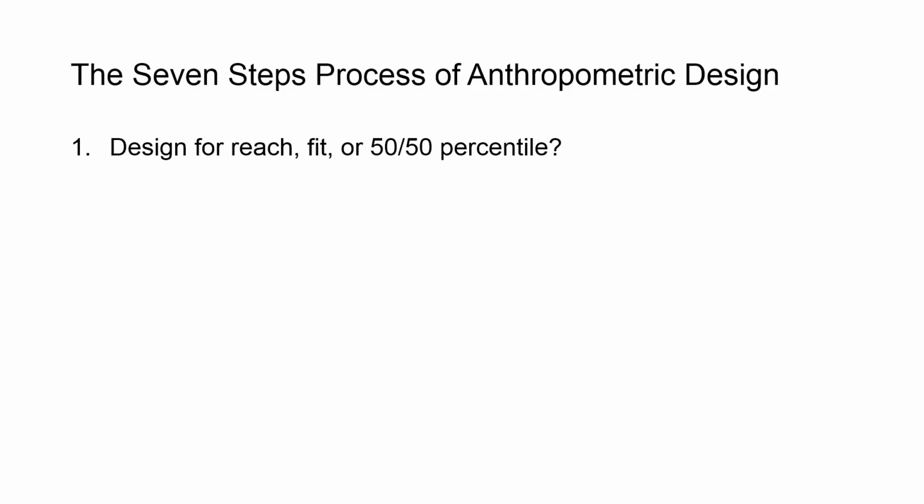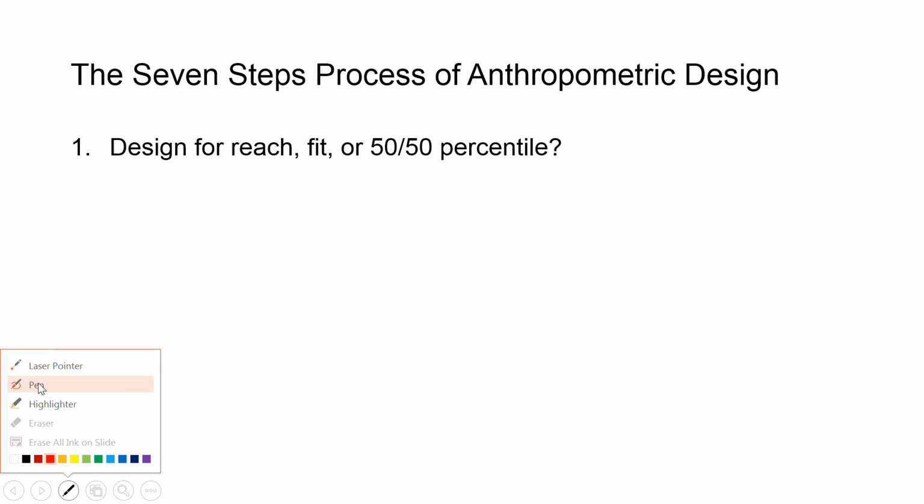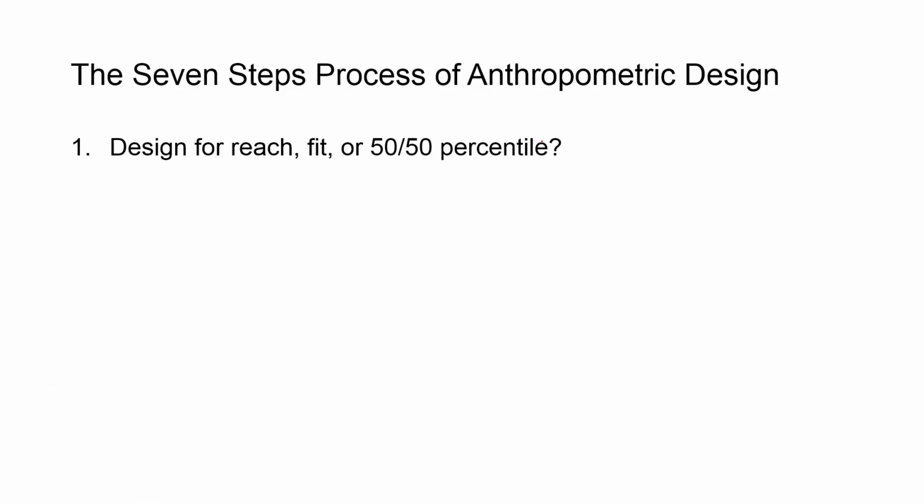Now, design for reach. So step number 1 is to figure out whether you are trying to design to reach something. For example, a fire extinguisher. Are you trying to reach a fire extinguisher? In that case, you try to make sure that the smallest person can reach it.